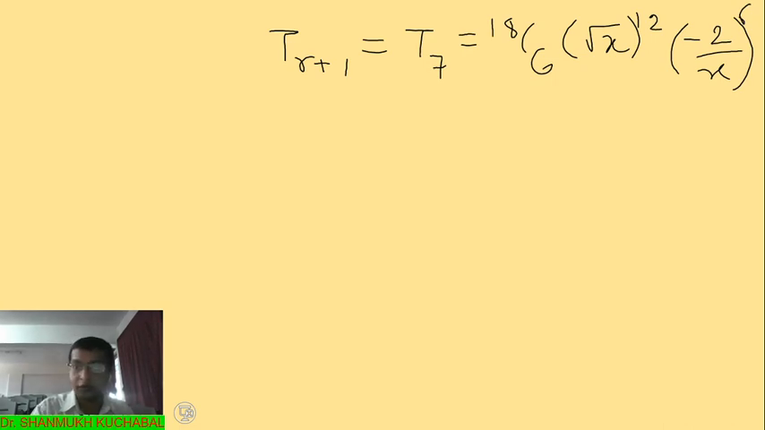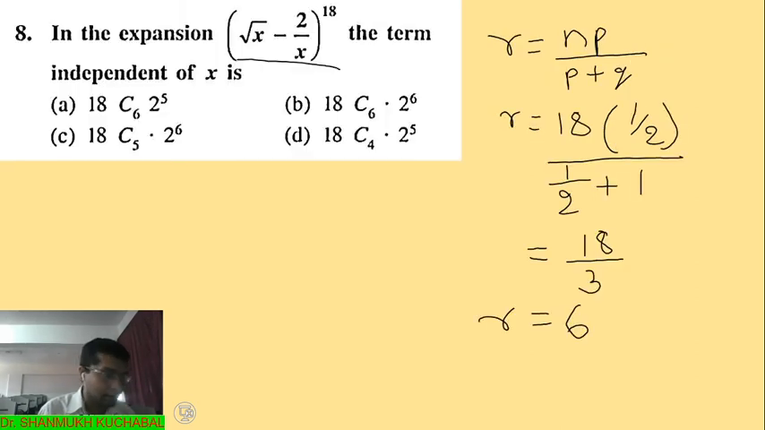So we get 18C6. On simplifying this, we get 2 raised to 6. So the answer is 18C6 2 raised to 6. That is option B, 18C6 2 raised to 6 is the right answer.